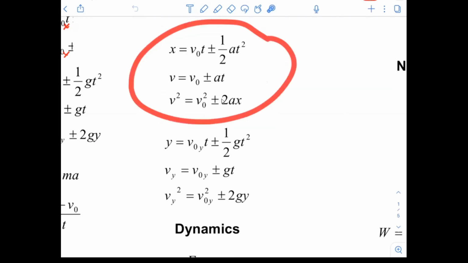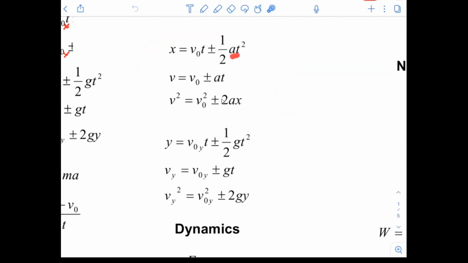At the end, this is your summary statement. Motion is predictable when the acceleration is fixed. This is a generalized formula, and I'm dealing with motion along the x direction. This is strictly for motion along the x direction, this axis.